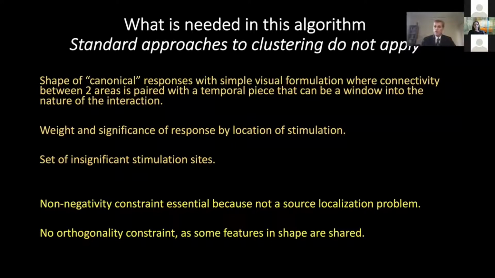We also should allow some overlap in shape, because there may be elements of a response that are preserved. For example, the characteristic shape from an input to a specific class of interneurons, followed by something very different, namely the response that you might have from a set of pyramidal neurons in some population of neurons. And what we would really like is a shape of each of these canonical responses, like I showed you before in those visually apparent clusters, along with relative weight and significance of that shape that we can plot on the location of stimulation. And we also want a set of insignificant stimulation sites.